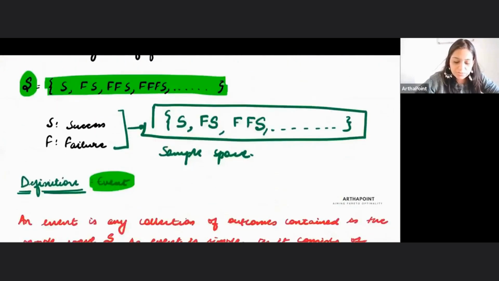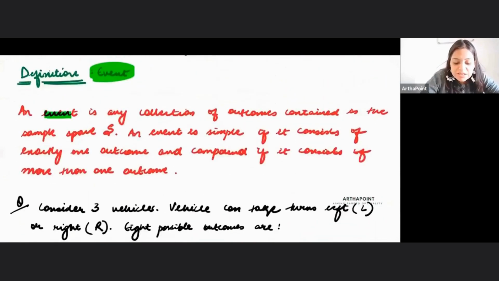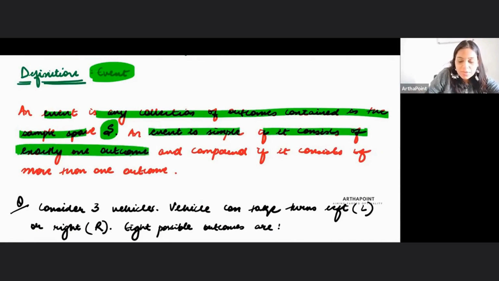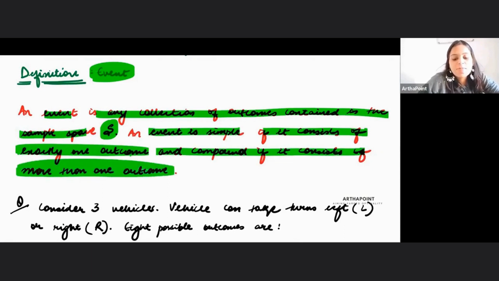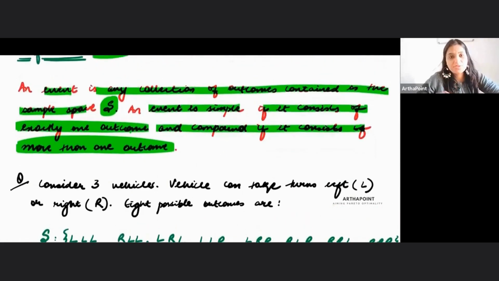Let's take one more example. Let's read it out first. An event is any collection of outcomes contained in sample space S. So out of the sample space S, I'm talking about a smaller collection of outcomes. An event is simple if it consists of exactly one outcome, and compound if it consists of more than one outcome. That also I'll show you. So take this example. There are 3 vehicles. Each of the vehicles can either turn right or left.